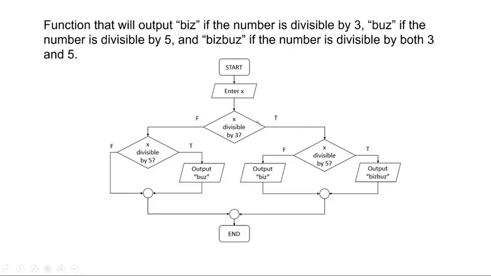X can be divisible by 3 and 5. In that case, we output bizbuzz. X can be divisible by 3 but not be divisible by 5, and in that case we output biz. X can not be divisible by 3 but be divisible by 5. In that case we output buzz. And finally, X can be not divisible by either 3 nor 5, and in that case we don't do anything.